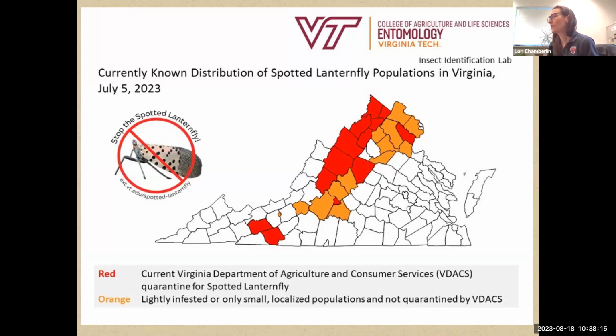The red counties on this map are part of the Virginia spotted lanternfly quarantine that's regulated by VDOF. And so if you live in one of these quarantined counties, it's highly encouraged that you inspect your vehicle before you leave the quarantine area. The counties in orange are not part of the quarantine, but we have detected small spotted lanternfly populations in those counties. So when we ask folks to help us look for spotted lanternfly, if you are in one of these counties in red and you find spotted lanternfly, we're really not so much interested in that information because we know there are well-established populations in those areas.